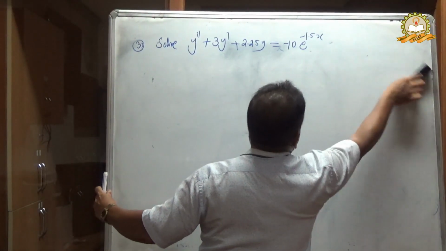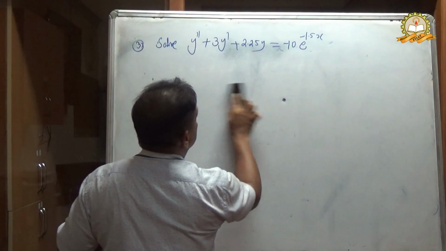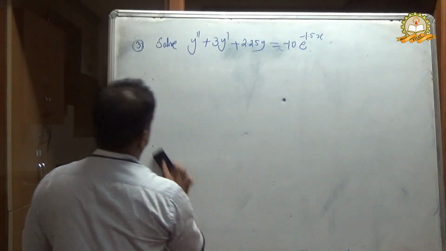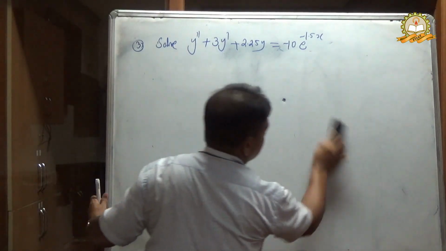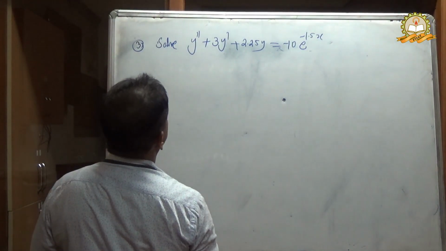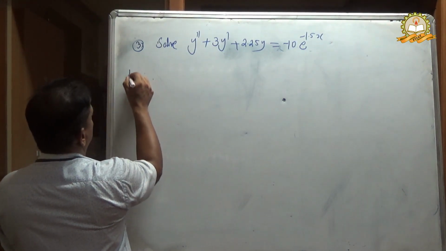We can solve this problem. This is a second order non-homogeneous linear ordinary differential equation. To solve this one, first we convert this equation into symbolic form.